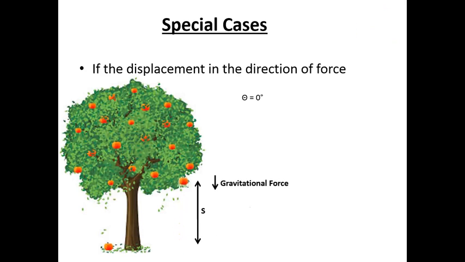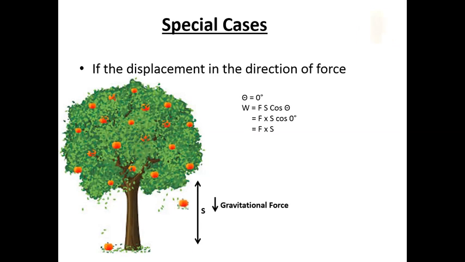So according to our formula, work done is equal to Fs cos theta. So W is equal to Fs cos 0°. But the value of cos 0° is 1. So our work done is equal to F into S. So if our displacement is in the direction of the force, then our work done is just the multiplication of force and displacement.